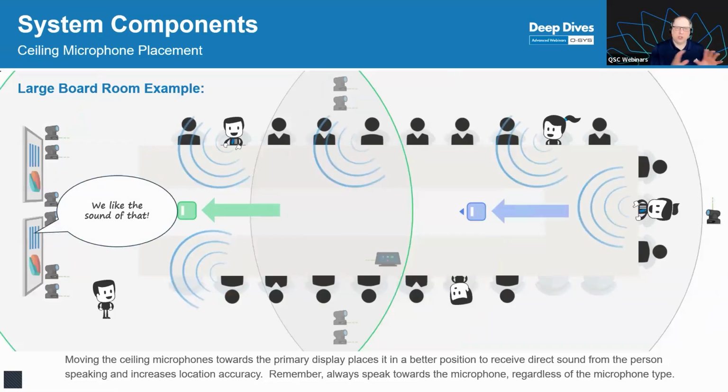So all we'd have to do is push those microphones ahead a couple feet in the room. And now the persons at the front of the room, when they turn their heads to speak towards the displays, are also speaking towards that microphone. Any presenters at the front of the room are also speaking towards that microphone. Our coverage area has not diminished at all in that case, just by moving those microphones forward.